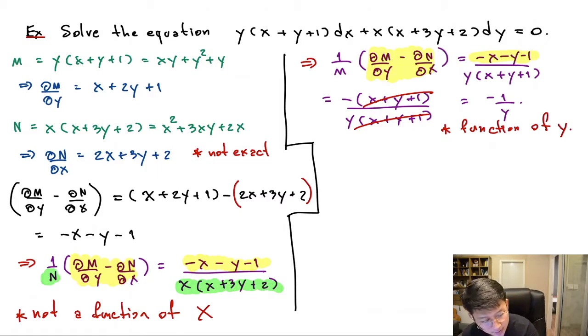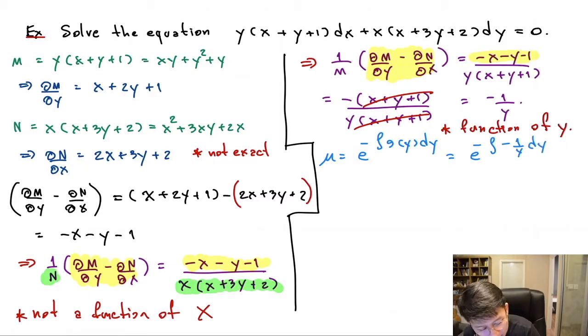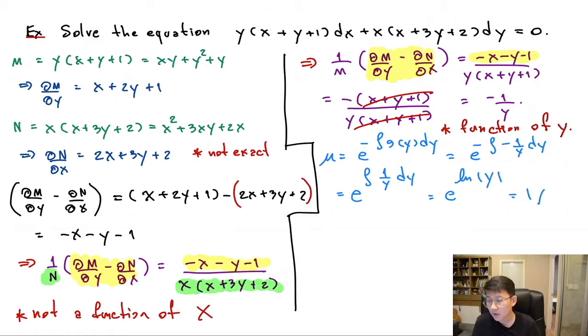So in that case, the integrating factor is defined as e to the minus integral of g(y) dy. Okay? If you don't remember, go back to the take-home message. You're going to see that the integrating factor is e to the minus integral g(y) dy. And that is e to the minus integral of minus 1 over y dy, and is e to the integral of 1 over y dy, which is e to the log of absolute y, which is absolute y.